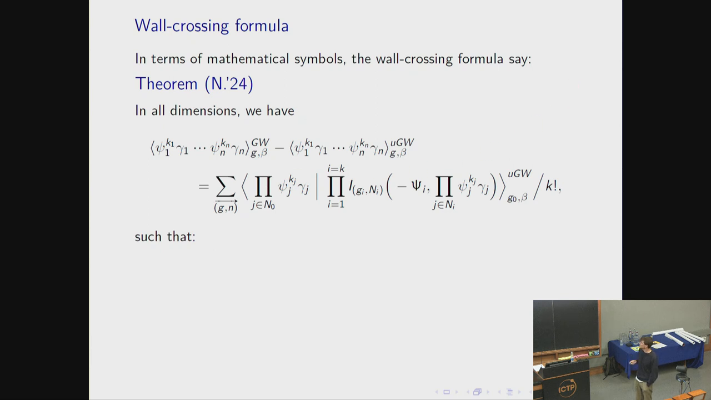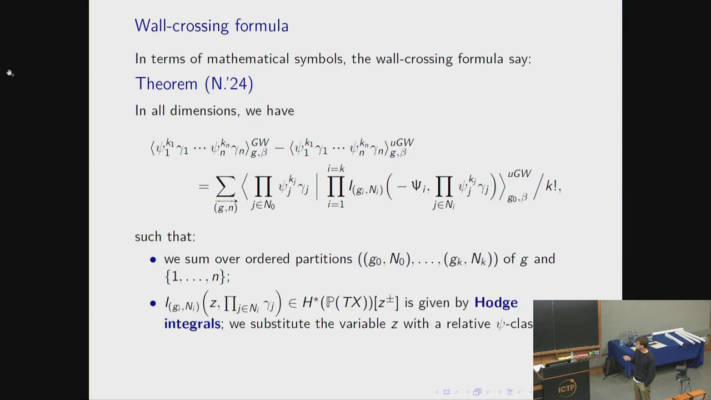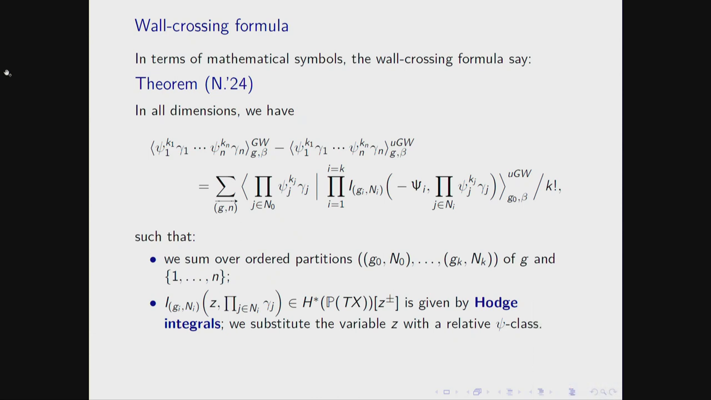So what does this formula say? Firstly, there's a summation over here. We sum over ordered partitions of G and the number of markings. Then for every part of this ordered partition, we have a Hodge integral. It's a class in the cohomology of the projectivization of a tangent bundle with a formal variable z attached to it, given by Hodge integrals. On the next slide, I will show how it looks. And then we substitute the variable z with a relative psi class.